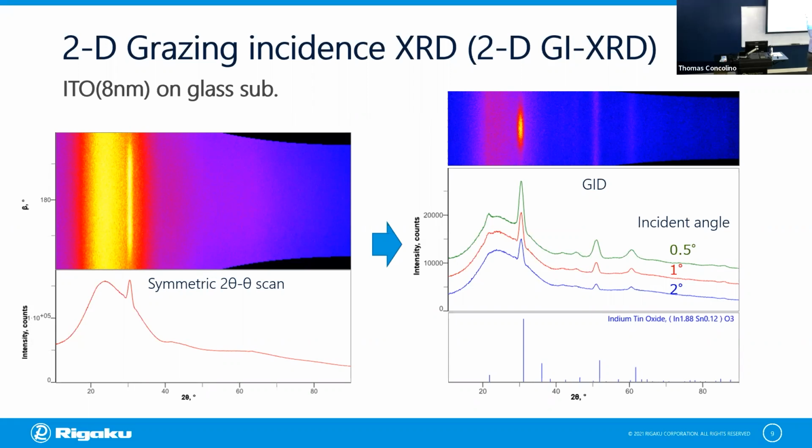This example is recorded on the indium tin oxide, a transparent electrode film which was only 8 nanometers thick. On the left-hand side is the conventional, symmetric data, like an alpha scan with the 2D data. Because of the thin 8 nanometer thickness, from the symmetric diffraction you cannot get any diffraction peaks except the highest peak from the ITO. But by GI-XRD, because the penetration of the X-ray is limited to the very thin layer on top of the glass substrate, we were able to identify more peaks compared to the symmetric diffraction.